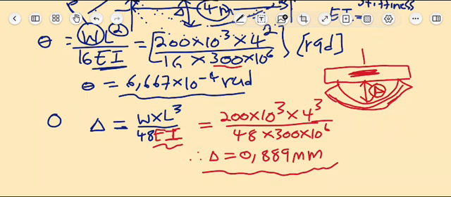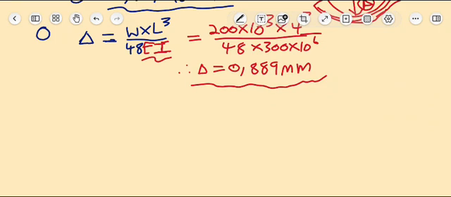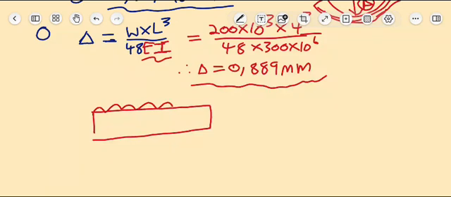That is it in this video. In the next video, we'll be looking at UDL. If you're given a UDL, how will we go about finding the deflection, how do we determine the deflection if we have the bending there.